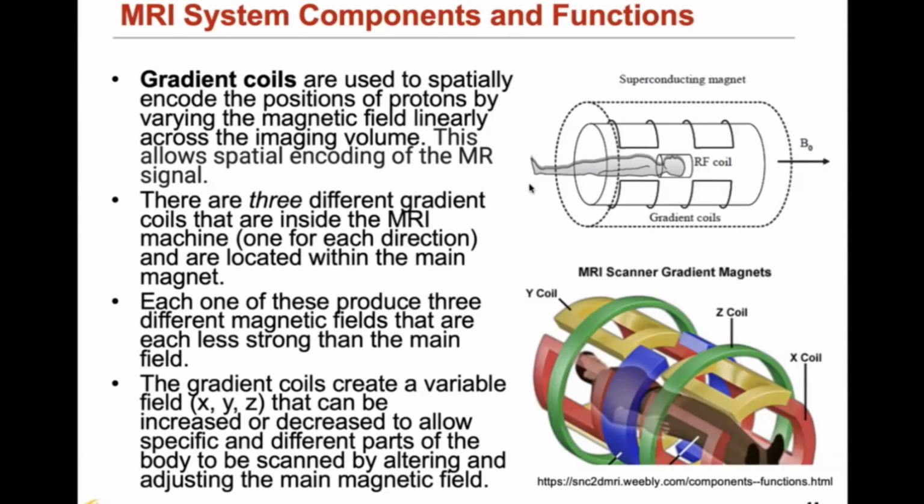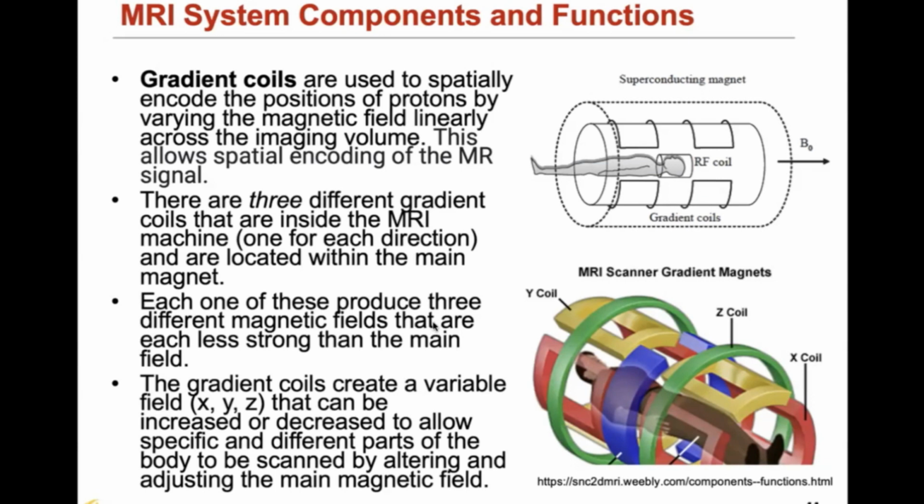There are 3 different gradient coils inside the machine, one for each direction: X, Y, and Z. They are located within the main magnet, after the main magnet layer. Each of these gradient coils will produce a different magnetic field, in addition to the main magnetic field produced by the superconducting magnet.